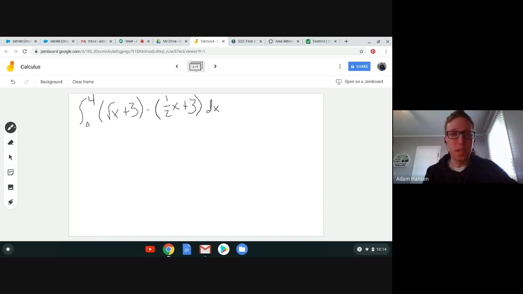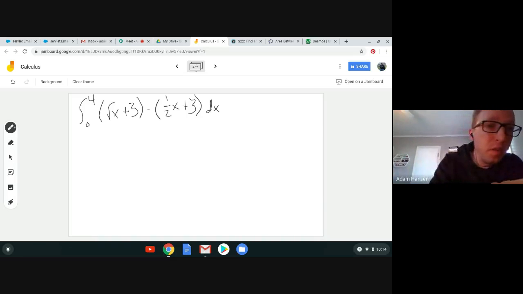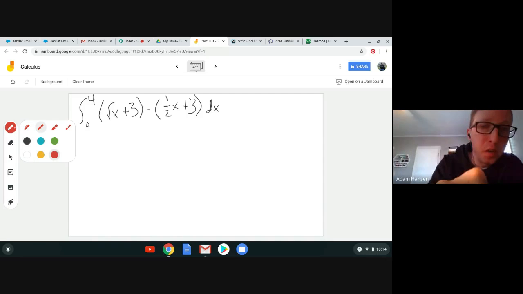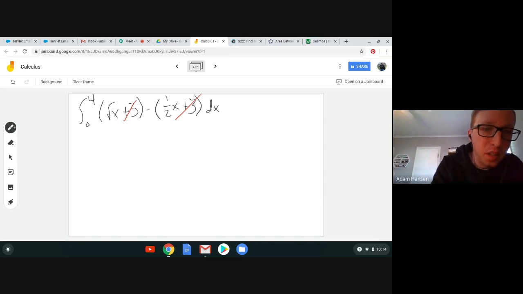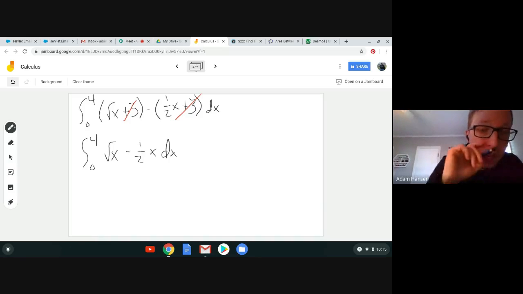Okay, let's keep going. The rest of this is just using the fundamental theorem to evaluate the definite integral. I notice right away, if I try to simplify that, the 3's cancel out. So I'll bring down the definite integral from 0 to 4 of the square root of x minus 1/2 x dx.